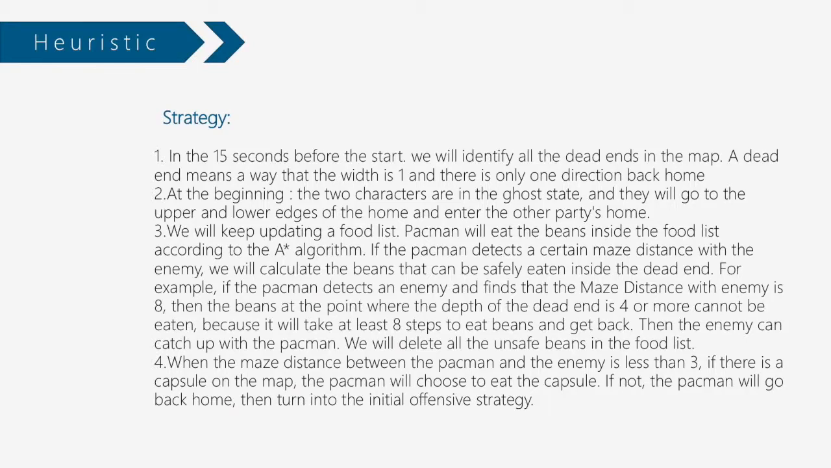If the Pacman detects a certain maze distance with the enemy, we will calculate the beans that can be safely eaten inside the dead end. For example, if the Pacman detects an enemy and finds that the maze distance with the enemy is 8, then the beans at the point where the depth of the dead end is 4 or more cannot be eaten, because it will take at least 8 steps to eat the beans and get back. Then the enemy will catch up with the Pacman. We will delete all the unsafe beans in the food list.